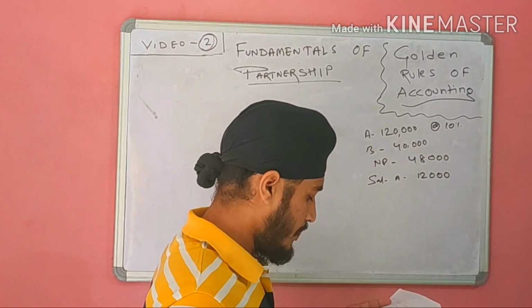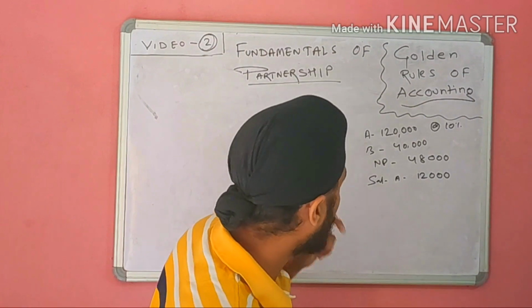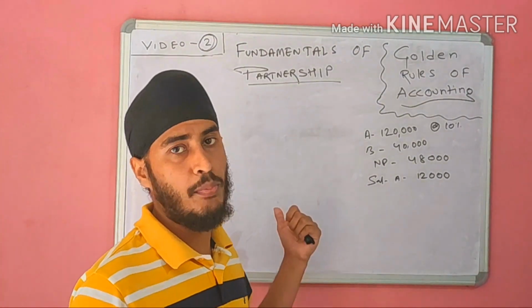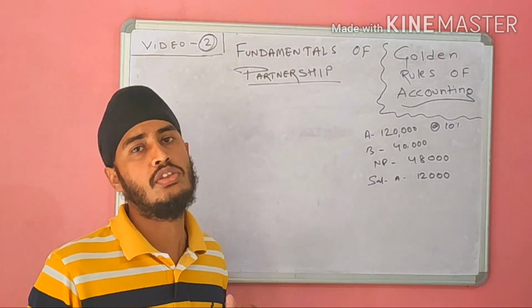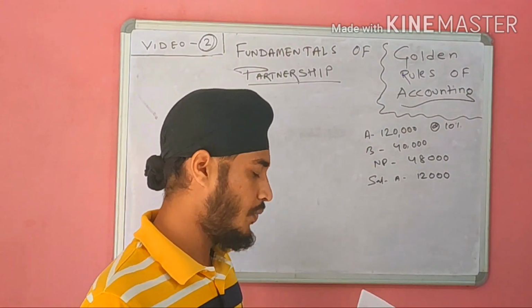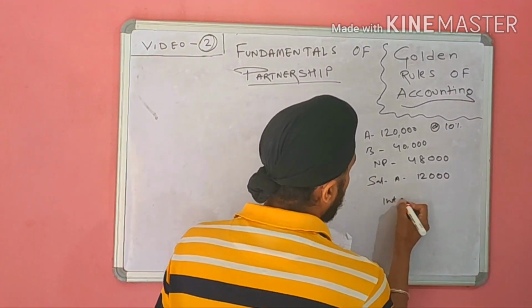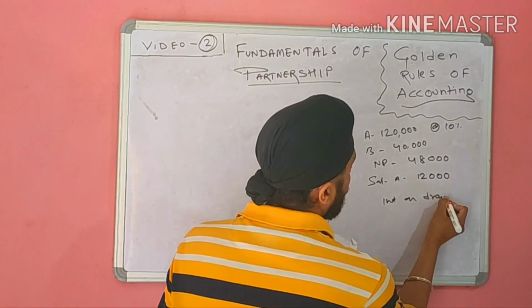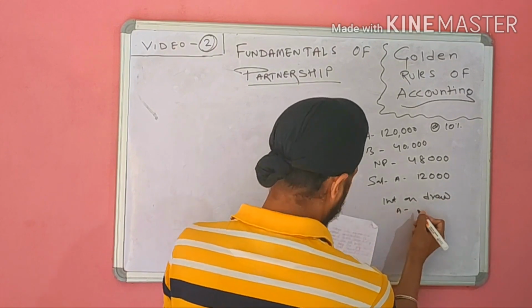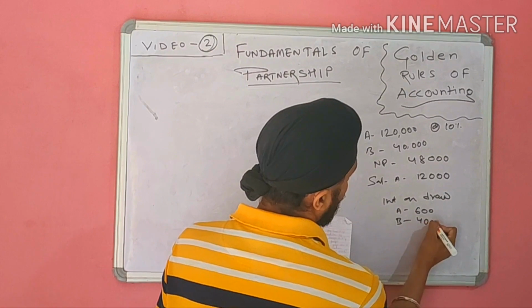Okay. The next, partners drawing. So partners drawing is given 6,000 and 4,000. So one thing to remember that in appropriation account we will show only interest on drawing. We will not show the drawing. Drawing will be shown on the capital account. So we will write only interest on drawing in appropriation account. So what is the interest on drawing given? Interest on drawing. A 600, B 400.